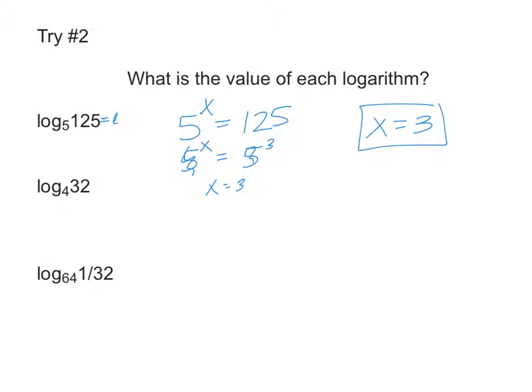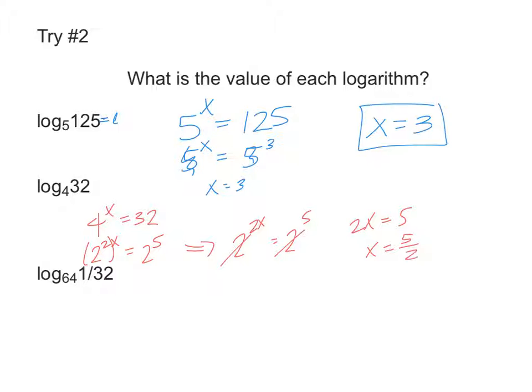All right, let's look at the next one. We have 4 to what power equals 32? Now 4 isn't going to get you to 32, but its common base of 2 will. This is really 2 squared to the x power equals 2 to the 5th, which is really 2 to the 2x equal to 2 to the 5th. Common bases of 2 will go away, so really I have 2x equal to 5, and so x will equal 5/2.